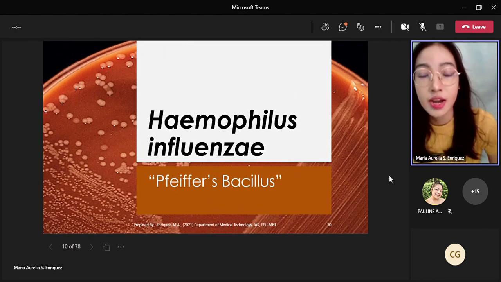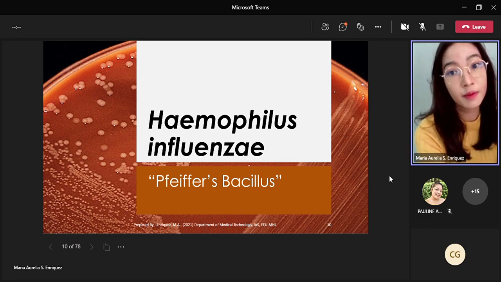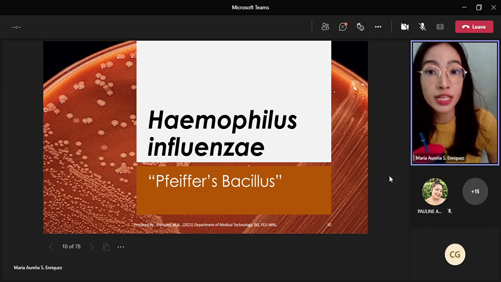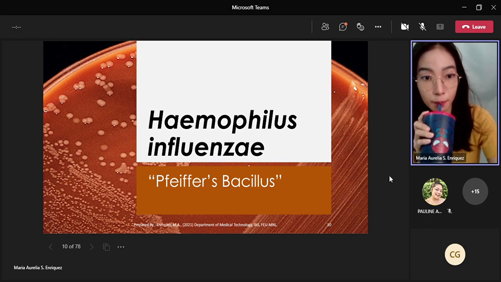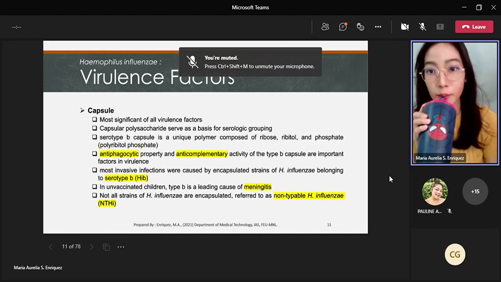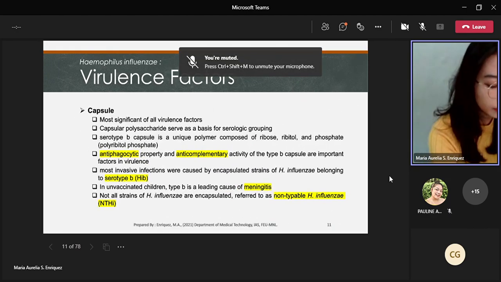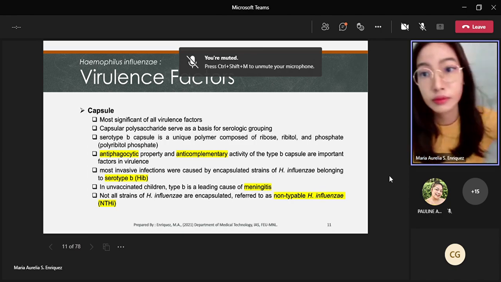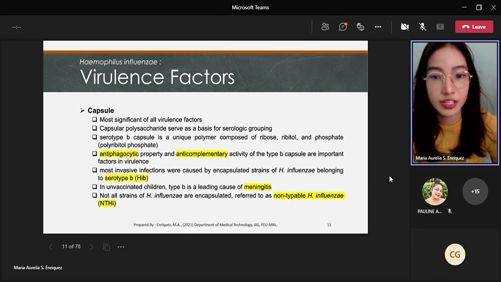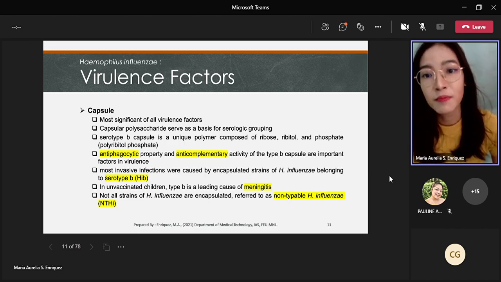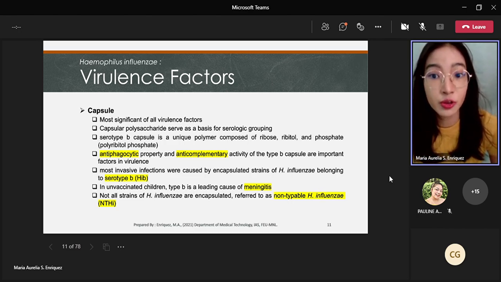Okay, let's now proceed with the specific species. First up is Haemophilus influenzae, commonly known as the Pfeiffer's bacillus. Okay, so Haemophilus influenzae's most significant virulence factor is its capsule. And this would remind us of Streptococcus pneumoniae, di ba po? The causative agent of lobar pneumonia. Parehas silang merong polysaccharide capsule.